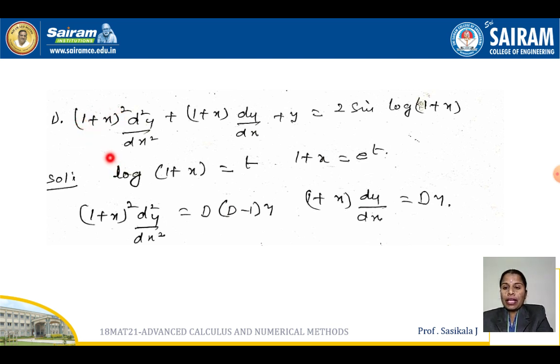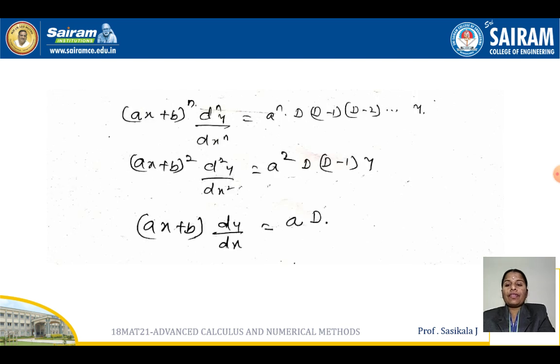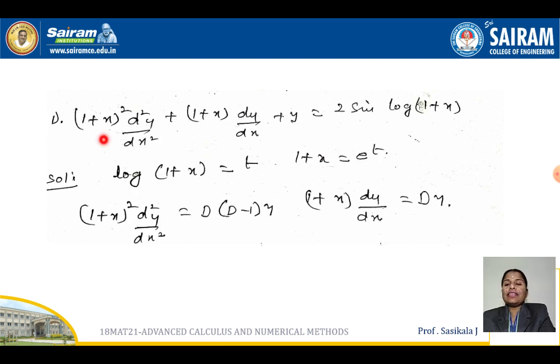You can see the variable coefficient here is in the ax plus b format, right? You can write it as x plus 1, so it will be comfortable to understand. So ax plus b, where the a value is 1 and the b value is also 1. Log of ax plus b is to be taken as t, so here log of 1 plus x equals t. Take exponential on both sides; exponential and log get cancelled. The left side is only 1 plus x, which is equal to e power of t. Now we can go with the substitution part. So what do we substitute? (1 plus x) the whole square into d square y by dx square.